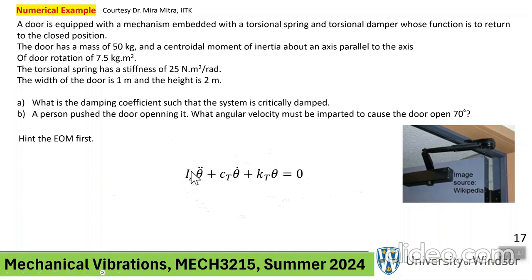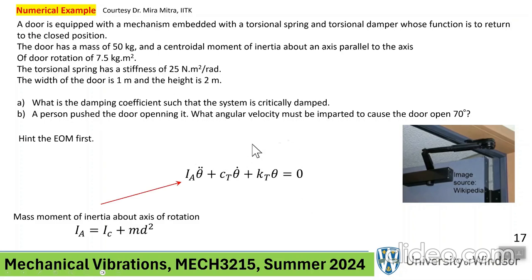Axis of rotation is vertical, so this is the mass moment of inertia about the axis of rotation, which is this vertical axis of the door. And there is a CT that we have to find. It says, what is the damping coefficient to have critical damping? Okay? We want to find CT. And we are given KT, this number, 25 Newton meter per radian.